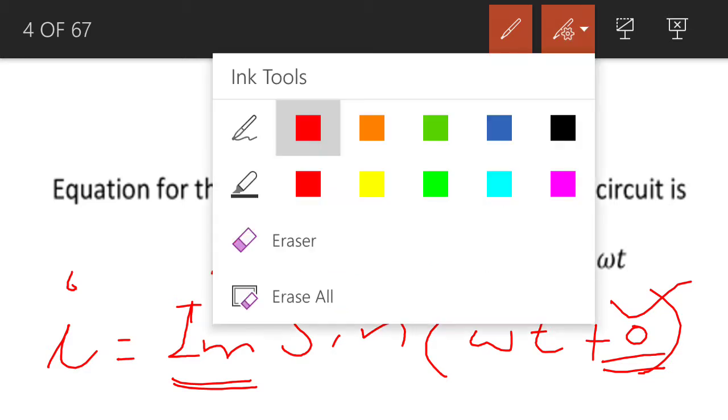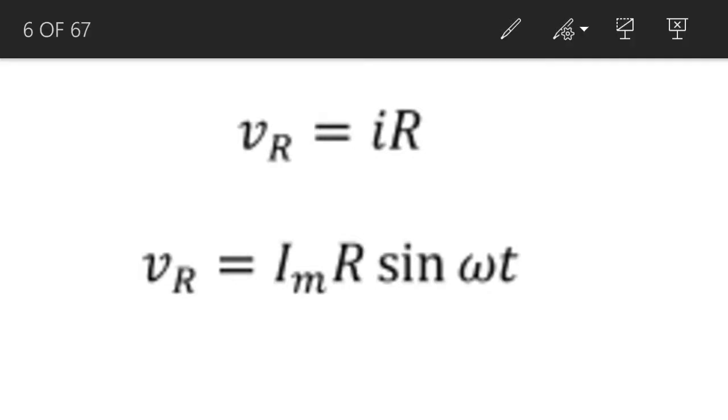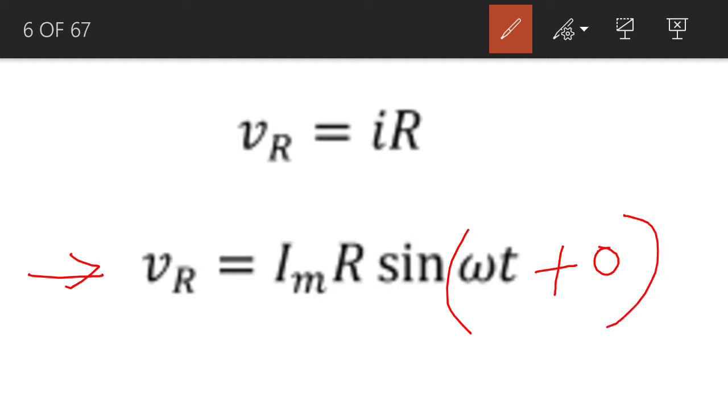Similarly, we consider the voltage across the resistor. Here is the equation for the voltage across the resistor, and this equation can be written as omega t plus 0. So this is an AC voltage which varies sinusoidally with respect to time, and here is the maximum value of this AC voltage, and here is the phase angle of this AC voltage. So the AC voltage has a maximum or a peak value as well as a phase angle.